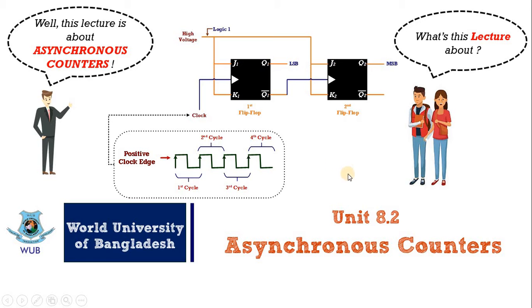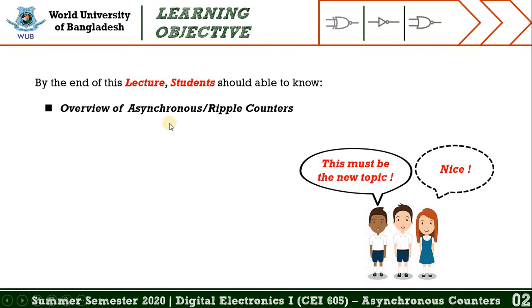So let's start with the learning objective. By the end of this lecture, you will be able to describe the asynchronous or ripple counter. And let's move into the next slide to explore the overall outline of this lecture.